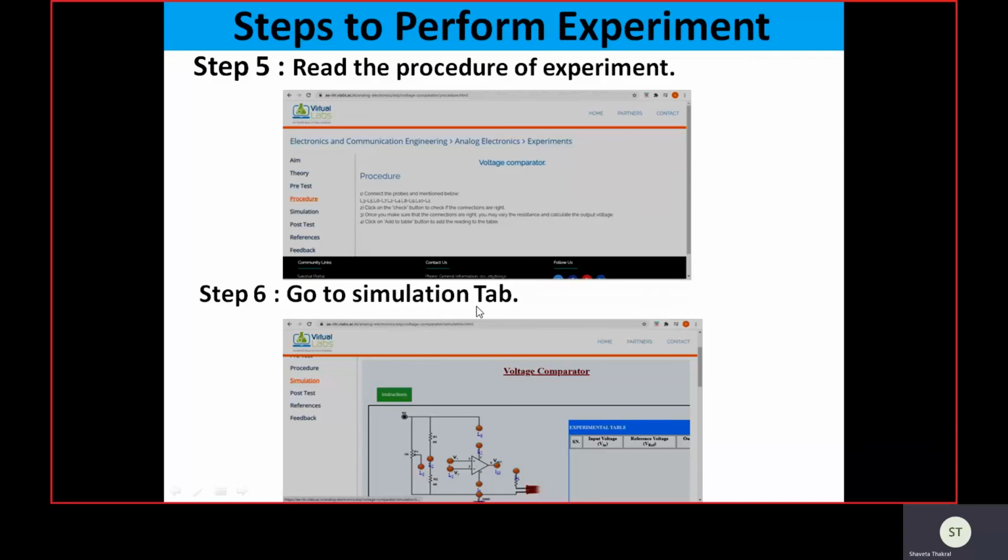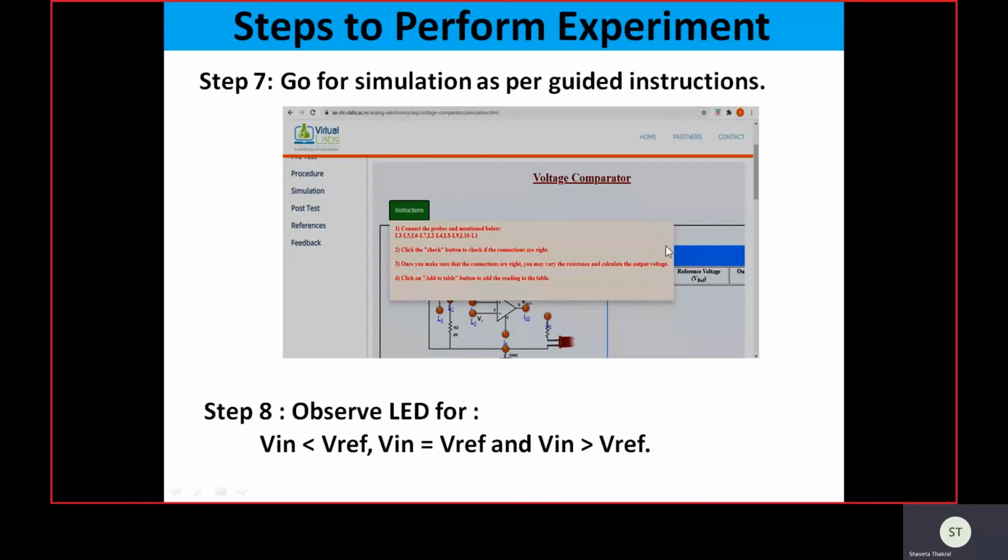Then we go to the simulation tab and this window will appear on the screen. And then we have to make all the connections as per the instructions given. So guided instructions are given, that is the procedure we have to follow. Then after following the procedure, we have to observe the LED that is connected at the output terminal. For 3 cases we need to observe: if V input is less than V reference, if V input is equal to V reference, and if V input becomes greater than V reference. And we observe that if V input is greater than or equal to V reference, then the LED starts glowing. Otherwise, for V input less than V reference, the LED is in the off condition.